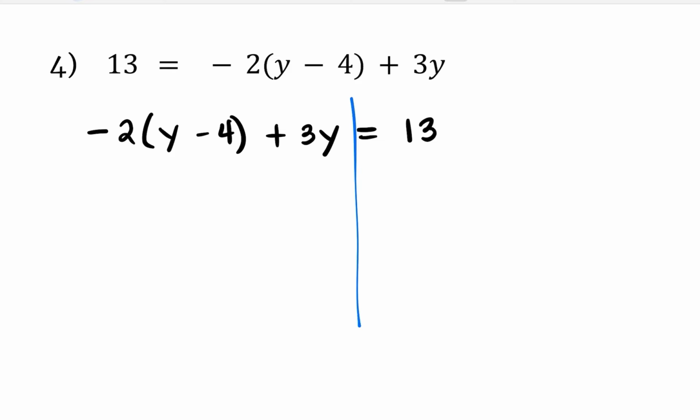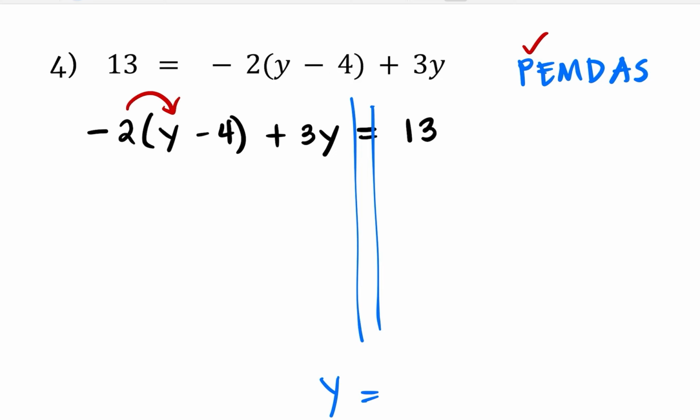And remember, our goal is to isolate y by itself. Okay, so remember PEMDAS. So we have parentheses involved, so we're gonna do that. So negative 2 times y is negative 2y. Negative 2 times negative 4 is positive 8. And we did nothing to positive 3y. We're going to drop positive 3y equals 13.